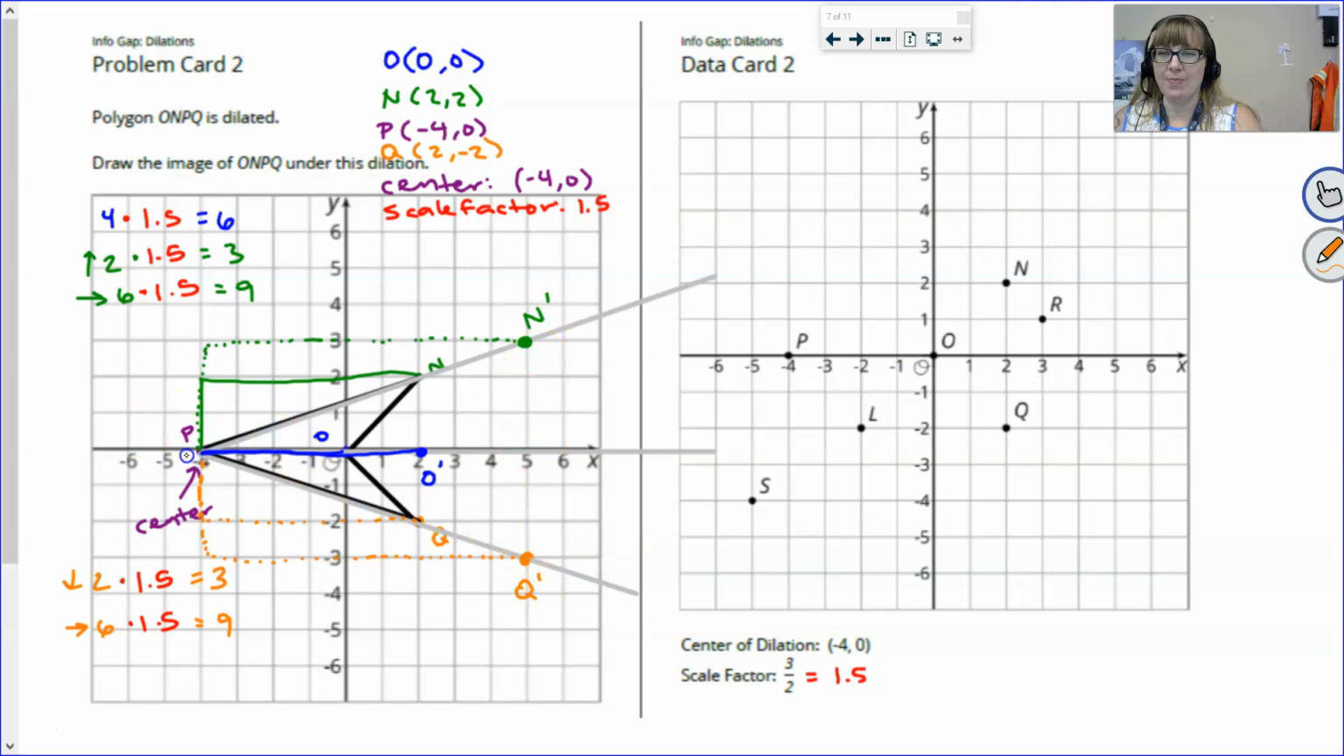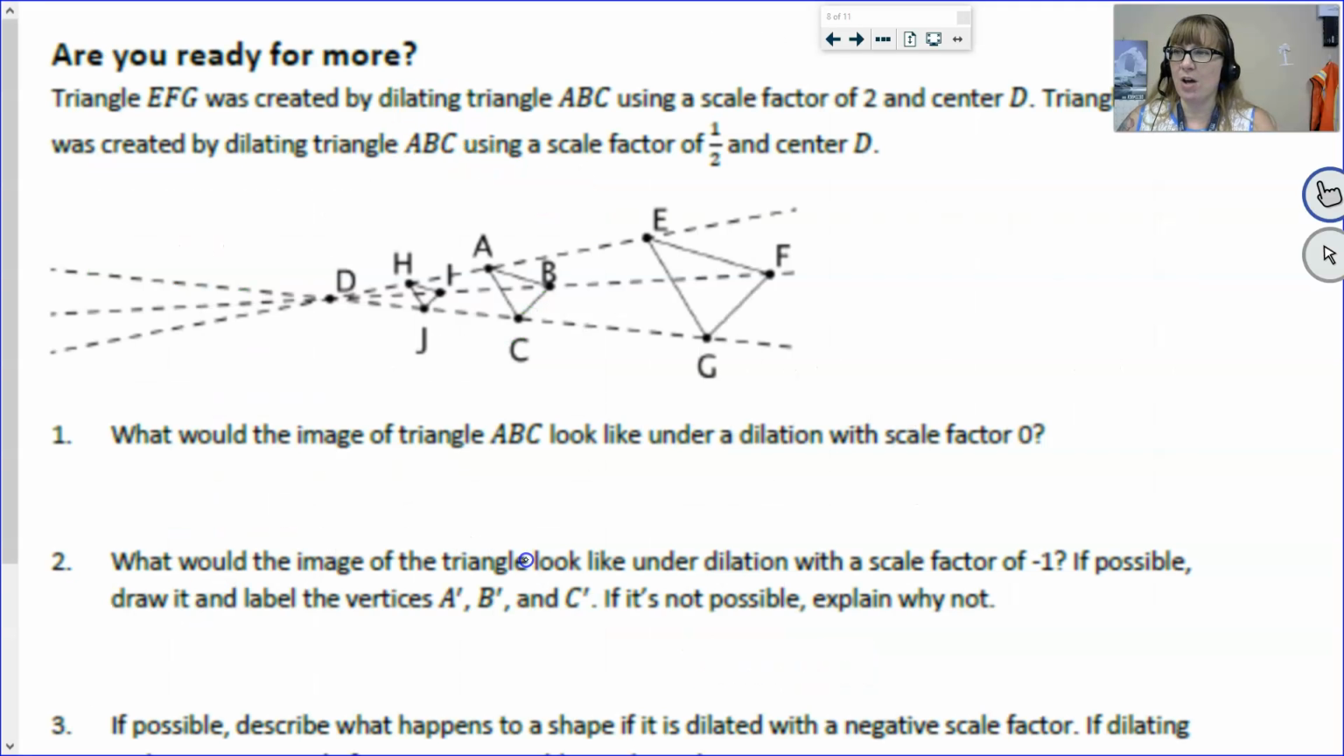What about P? Think about this. If P is the center of dilation and I try and dilate it, it just stays the center. So P and P prime end up being the same. And we now have all of the points we need to draw our new figure. P to N, N to O, O to Q, and Q to P. And there is our new dilated figure. I hope you were successful and yours looks just like mine. If not, make sure you took notes because we are moving on.